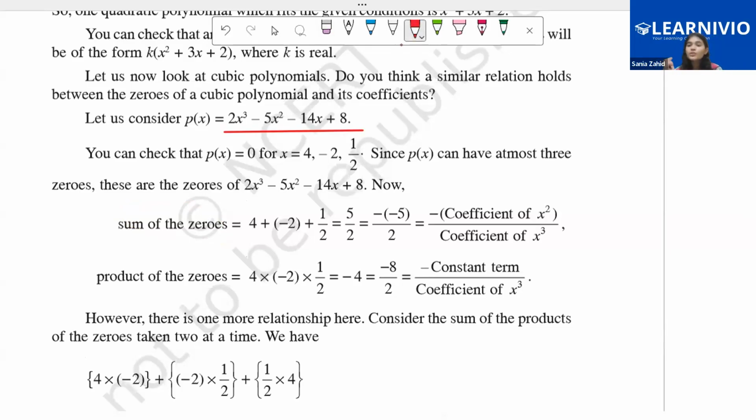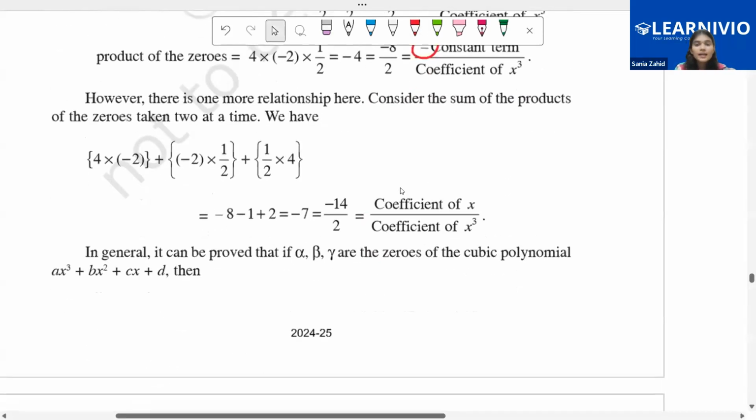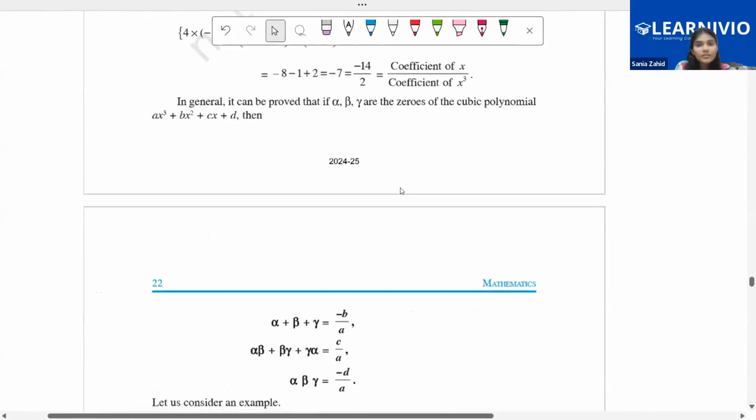In the numerator, you write the second highest power, and in the denominator, you write the highest power. So the sum of the zeros is coefficient of x square by coefficient of x cube. And the product of the zeros is going to be negative. Here there is a negative sign; earlier there was not. So here, there's a negative sign, constant term divided by the coefficient of x cube. Understood? So remember these formulas.